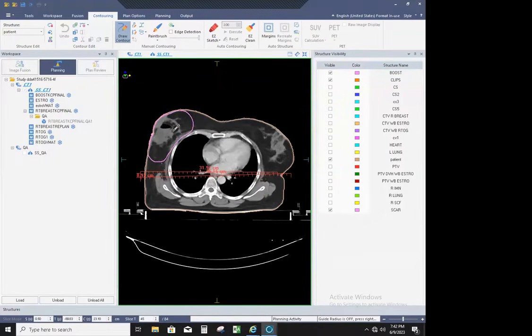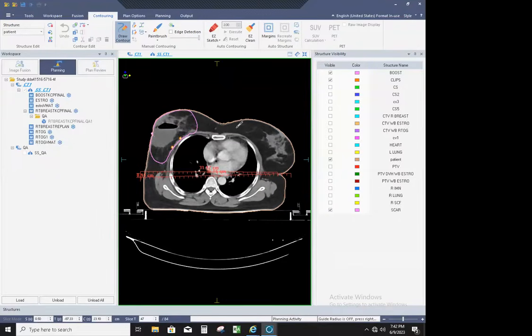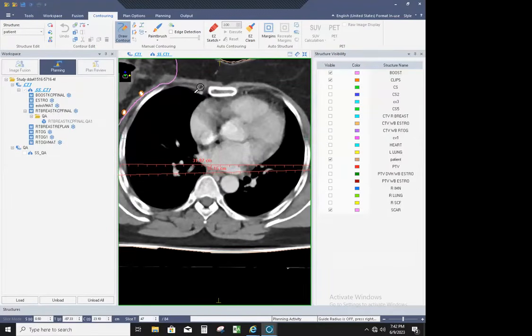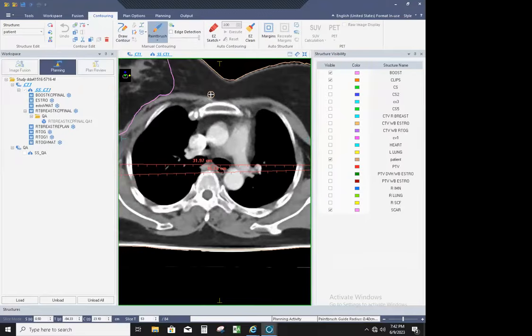Now give a 1.5 centimeter margin, and then you can see these two vessels. These are two vessels which are mostly known. These are the internal mammary vessels.